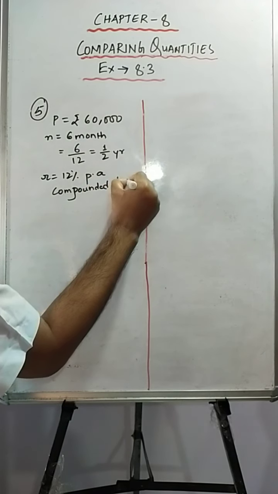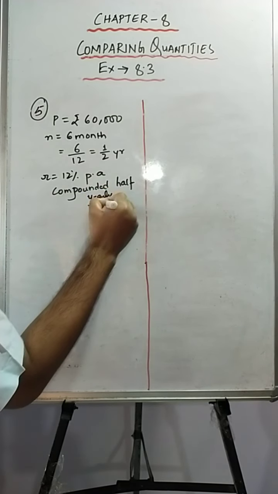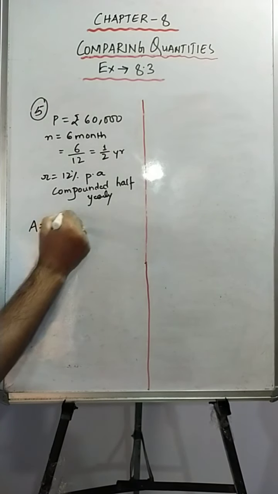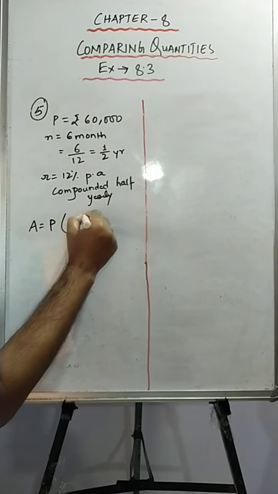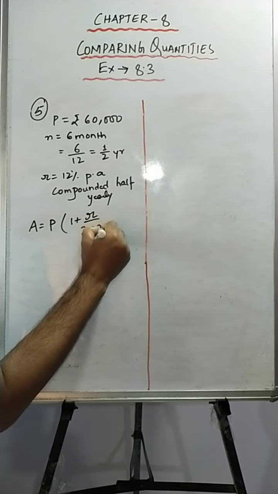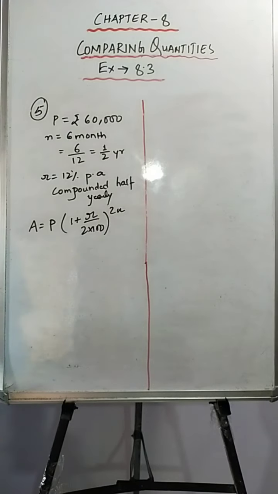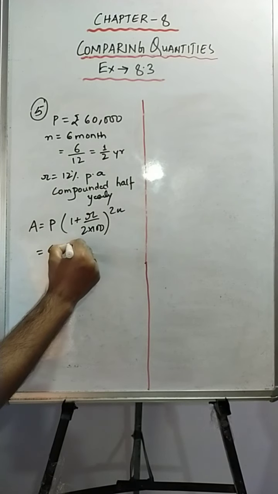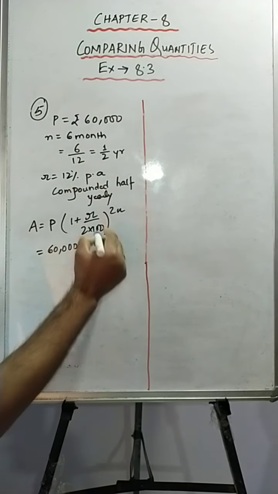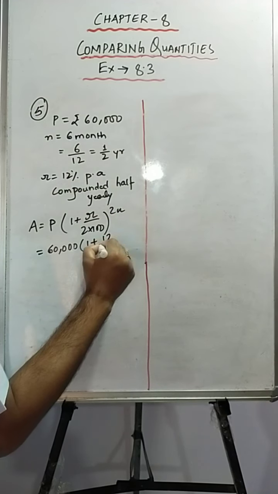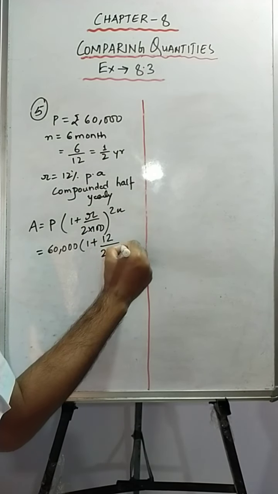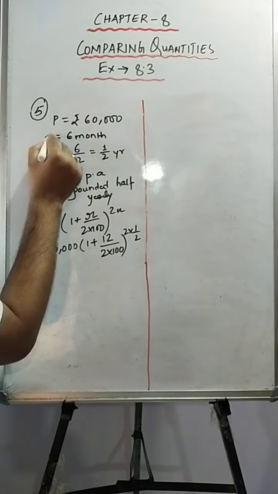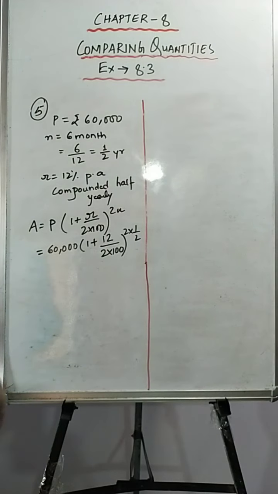Compounded half yearly. So when this word is written, you have to directly use the half yearly formula. So what is the formula of half yearly? Amount is equal to P into the bracket 1 plus R by 2 into 100, to the power 2n. Fine, this is the half yearly formula. So what is P? 60,000. 1 plus R is what? 12 by 2 into 100, to the power 2 into n. In place of n, what will we write? 1 by 2.